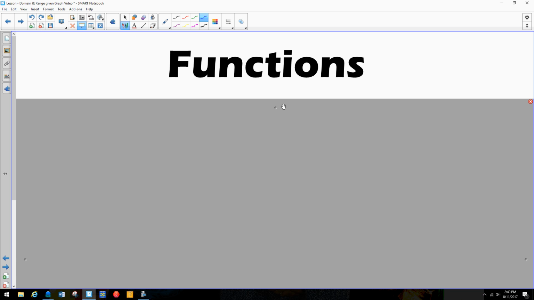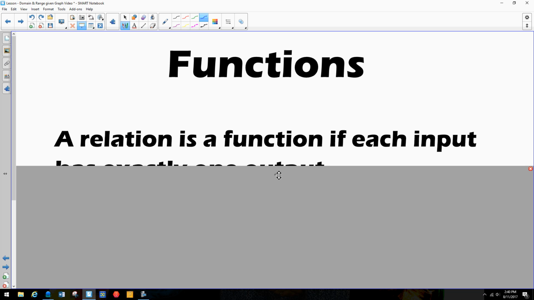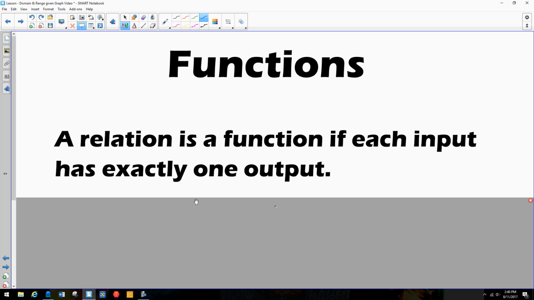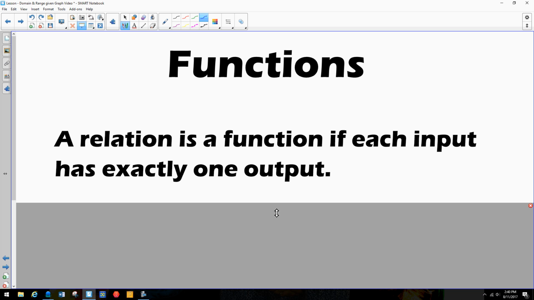Before we get a little bit more into domain and range, we're going to talk about functions. A relation is a function if each input has exactly one output. We're going to be using these vocabulary words, relation and function, and we'll certainly be getting more in depth with them in class. But go ahead and take that down, and I'm definitely going to go into that more in class.